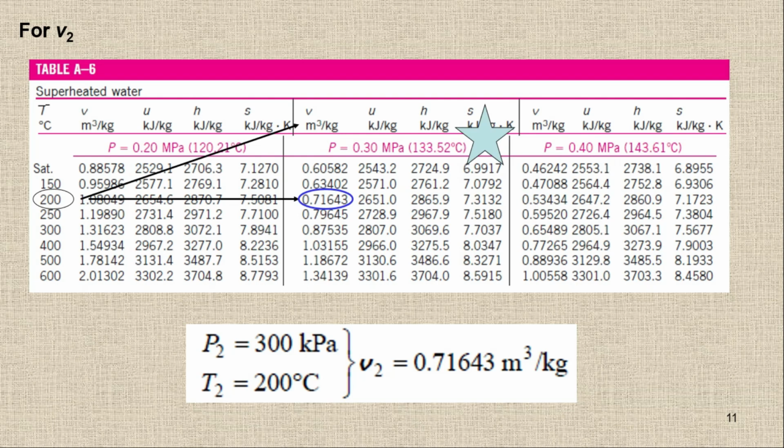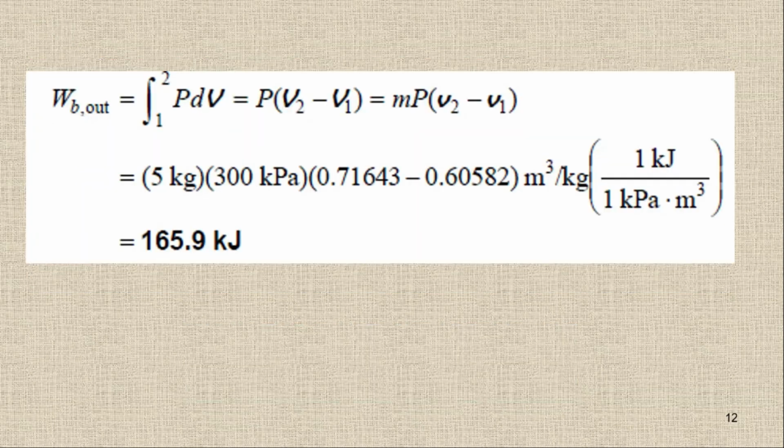Now we have V1, we have V2, we have the pressure value, and the mass value is given. So boundary work I can easily find out by using this formula: m P (V2 minus V1). Mass is given, which is 5. The pressure is given, which is 300 kilopascal. We have V2 and V1. Now again, this is kilo, so at the end you will get a kilo answer. When you solve this, you will get 165.9 kilojoule of boundary work. You can see the boundary work has a positive value, so this is the expansion process.